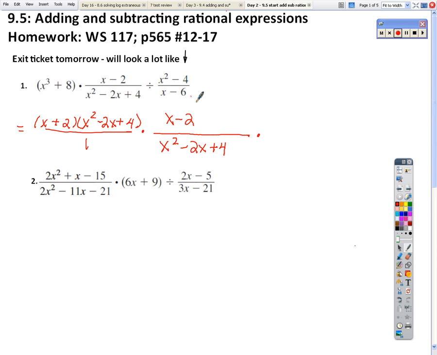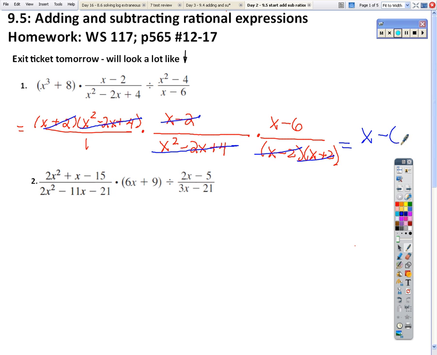Now for the division, I have to take the reciprocal, and I'm going to factor my new denominator. This whole quantity cancels with this whole quantity. This whole quantity with this one, with this one. So my final answer is x minus 6.